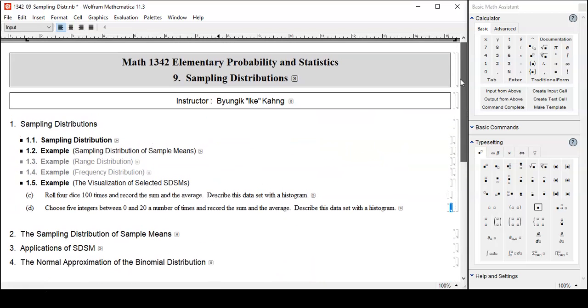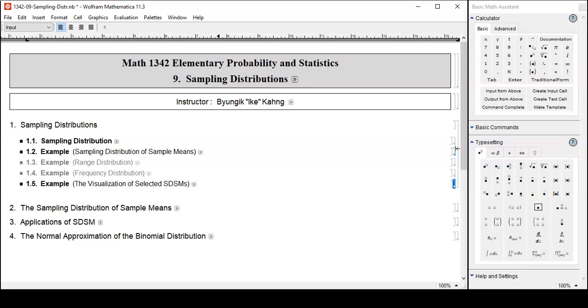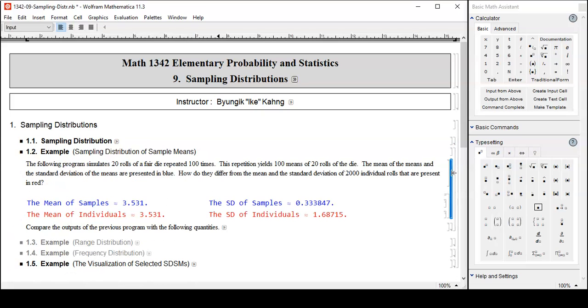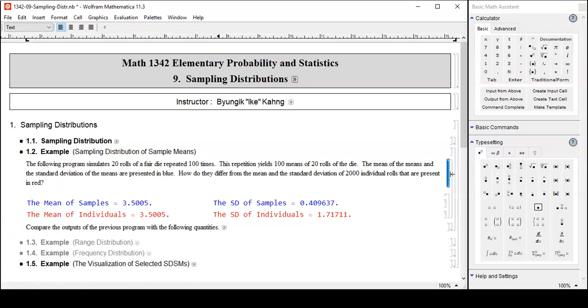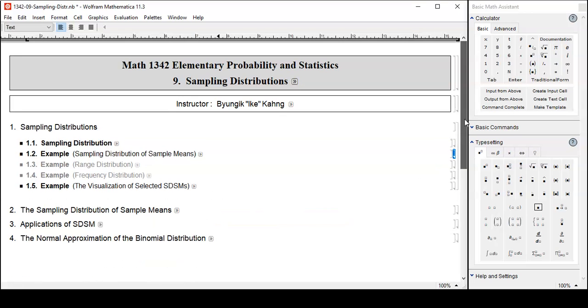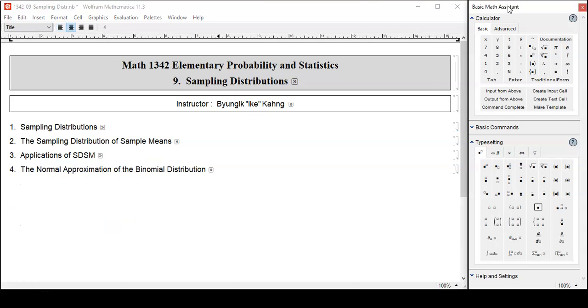So we went through the sampling distribution of sample means through some simulated exercises or simulated experiments, and got the idea of the mean of means and the standard deviation of means. And then we did some visualization. Both are pointing toward the normal approximation, and that's something we are going to study in section 2 and section 3.